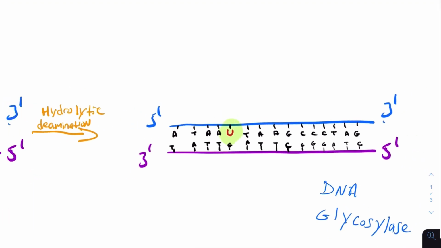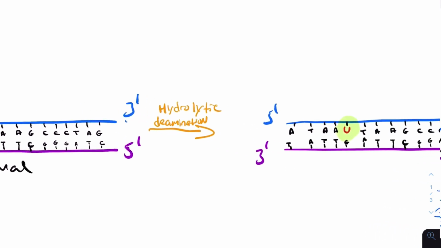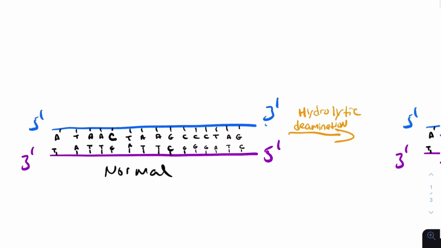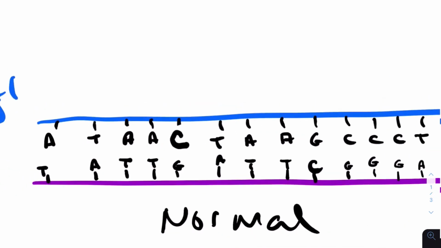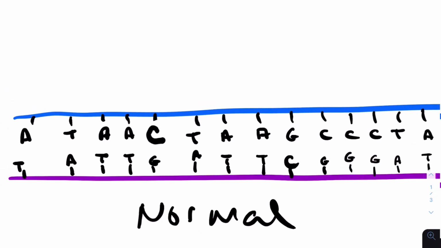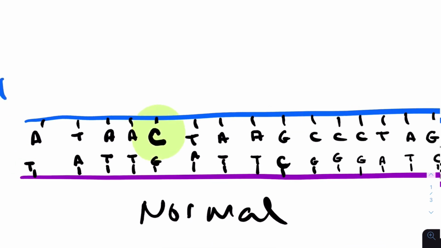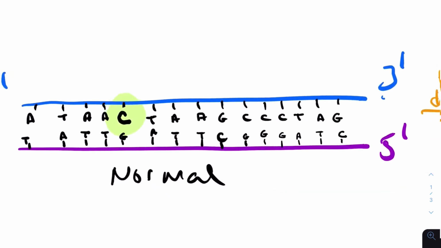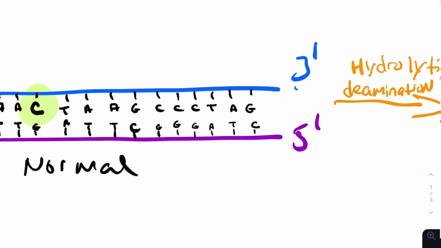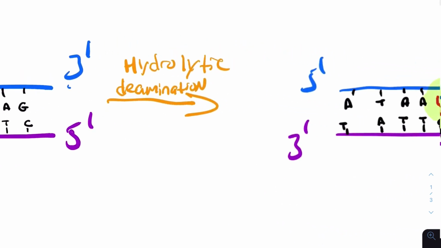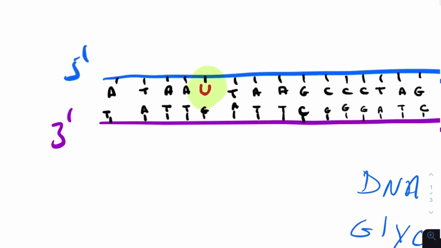So what did we have before? If you look over here, 1, 2, 3, 4, this is the fifth base. If you count over here, 1, 2, 3, 4, 5, this is it right over here. In the normal sequence, the normal DNA, the fifth base should have been a cytosine. And now through hydrolytic deamination, that ends up getting mutated to a uracil. So this is the point mutation that occurred.